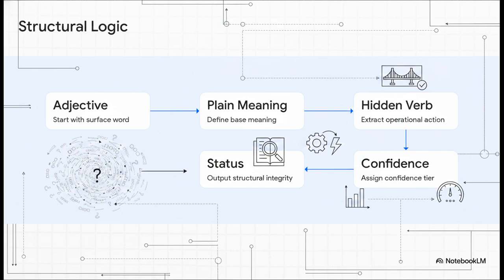All right, Section 3, the structural logic, which is all about mapping meaning. Picture this like a rigid, linear assembly line. Every single adjective has to travel down it, and it absolutely cannot skip steps. We start with the adjective itself, then we define its plain meaning, extract that hidden verb, assign a confidence tier, and finally output a structural integrity status. This strict, step-by-step progression is what forces a fuzzy word to transform into a valid, usable verb that we can actually use for hard operational reasoning.